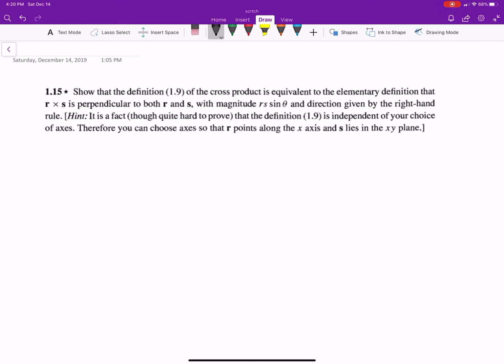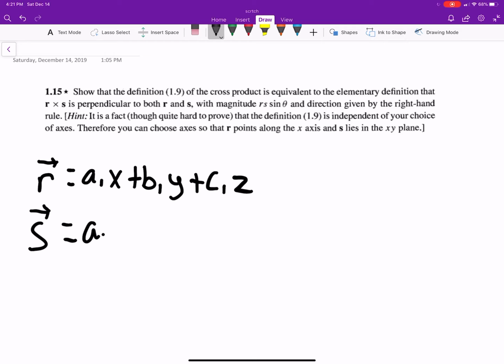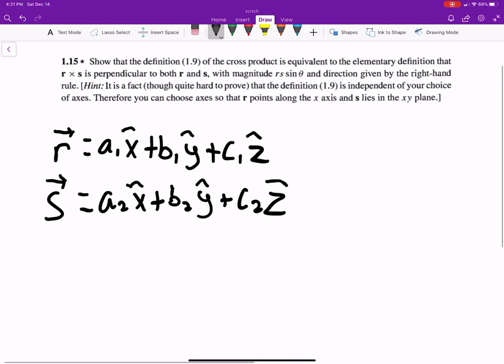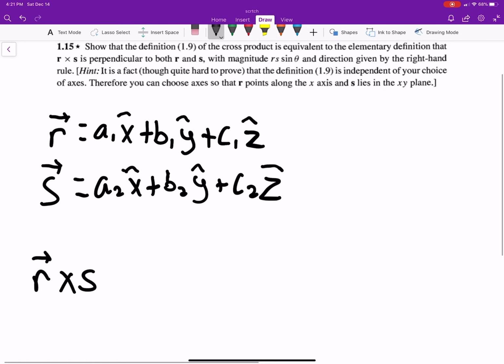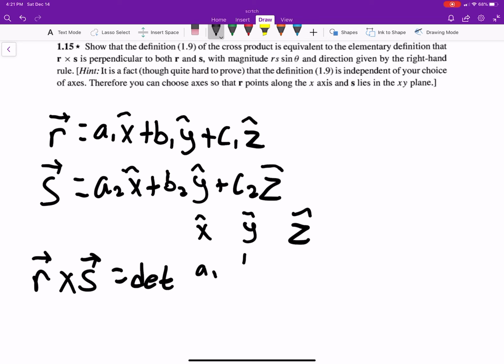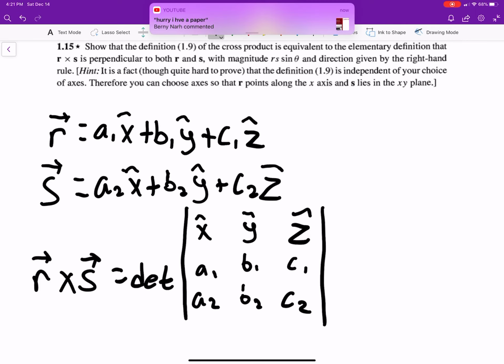Okay, so we want to show, 1.9 basically said if you had vector r equals a1 x plus b1 y plus c1 z, and if vector s was a2 x plus b2 y plus c2 z, the cross product between these two vectors is equal to the determinant of, put our unit vectors up here, and then we just put the coefficients. We talked about this in one of the review videos, so if you're not okay with this, then I would recommend checking that out.